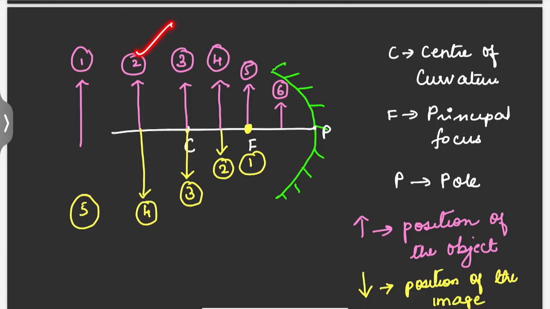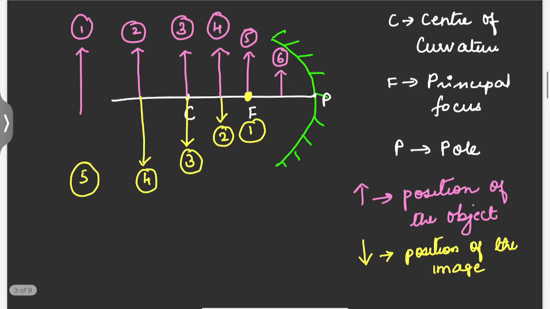Second, the position of the object is here, its image is formed here. Third one, you see the position is here, the image is also formed at the same place. And in the fourth one, the position of the object is here and the image is formed here. Fifth one here and then here. And then the sixth one is a special ray diagram. The position of the object is here, the image will be formed behind the mirror. So this is the trick.